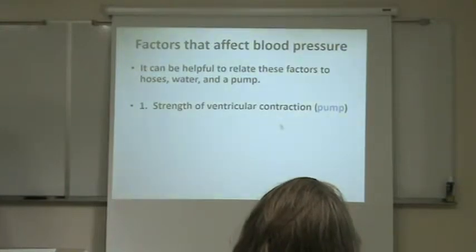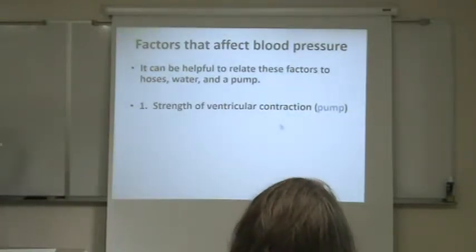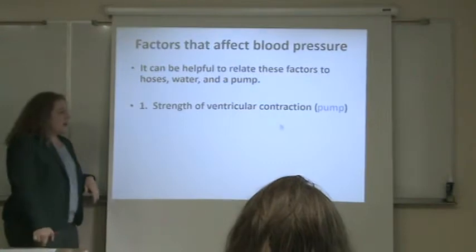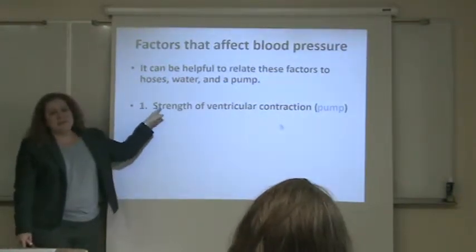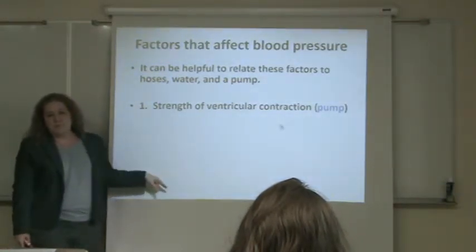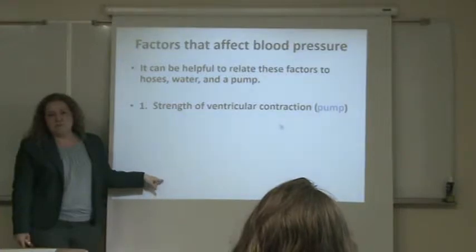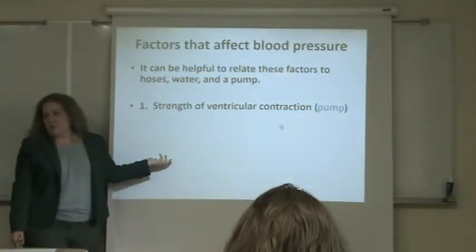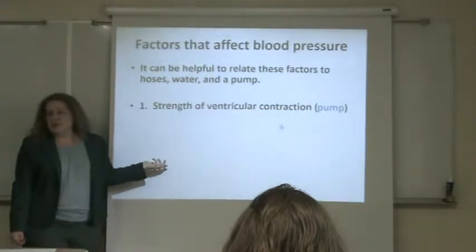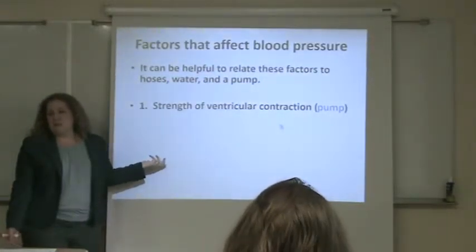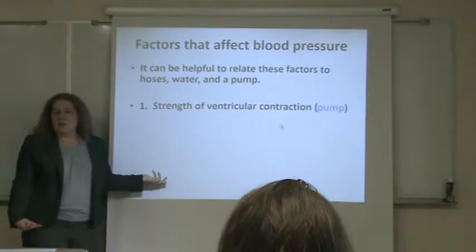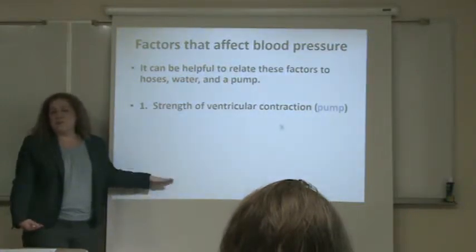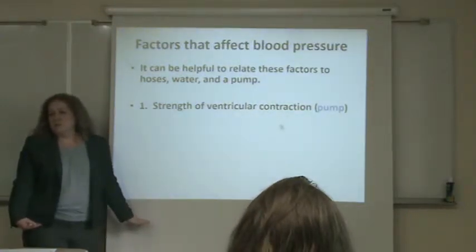Okay. So, if I relate blood pressure to those factors, the strength of the pump is going to affect the pressure of the fluid. So if your heart is pumping harder, your blood pressure is going to be higher. That kind of makes sense. If your heart is pumping with less force, your blood pressure is going to be lower.